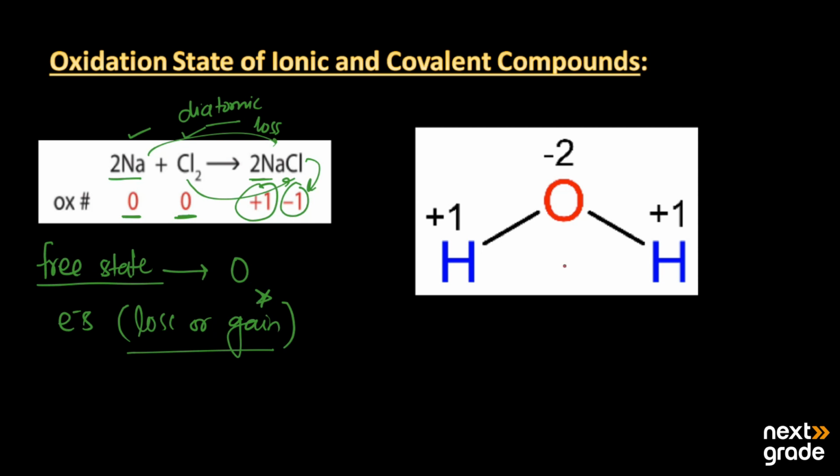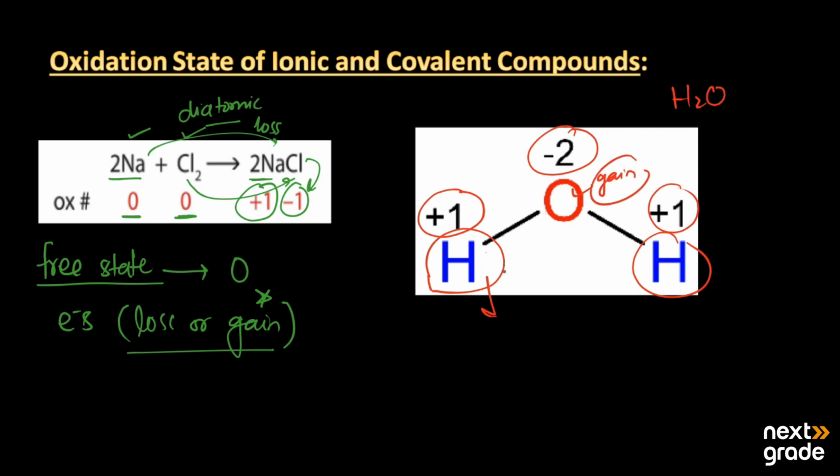But on the other hand, when we have a look at a covalent compound, which is a water molecule, here both hydrogens have +1 oxidation state and oxygen has -2 oxidation state. Because the hydrogen is deficient by 1 electron and the oxygen is deficient by 2 electrons, oxygen can gain the electrons and the hydrogen can lose the electrons. So that's why the relative electronegativity of oxygen is higher as compared to the hydrogen. So that's why it acquires -2 oxidation state and hydrogen acquires +1 oxidation state.